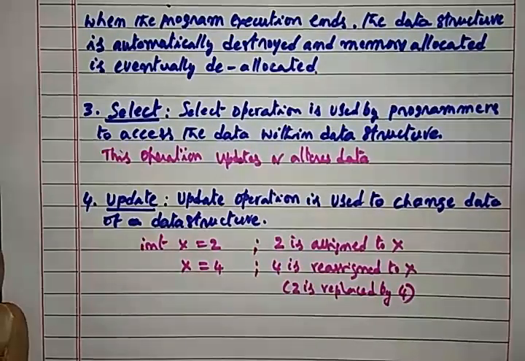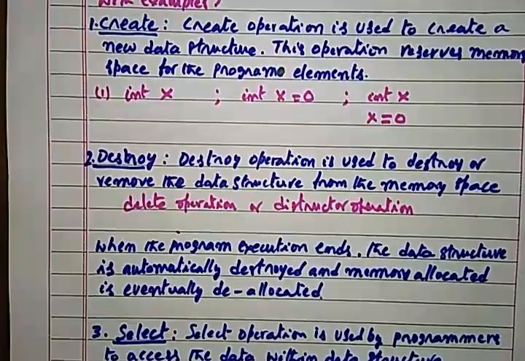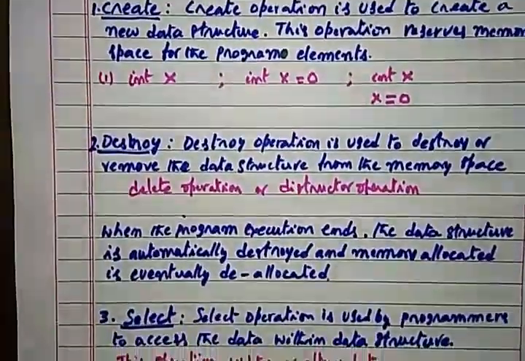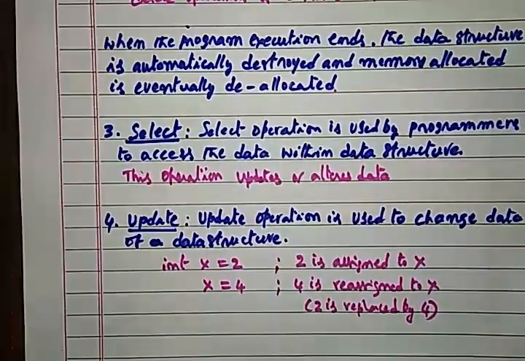So this way on primitive data structures you can create, destroy, select, or you can update. These four operations you should remember and write for this kind of question.